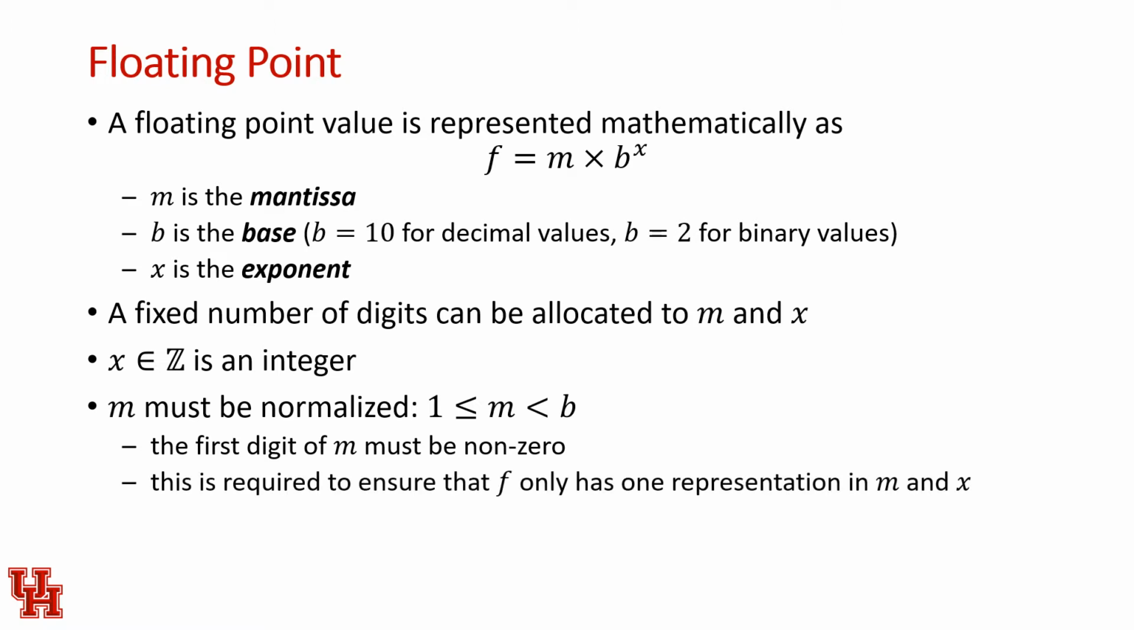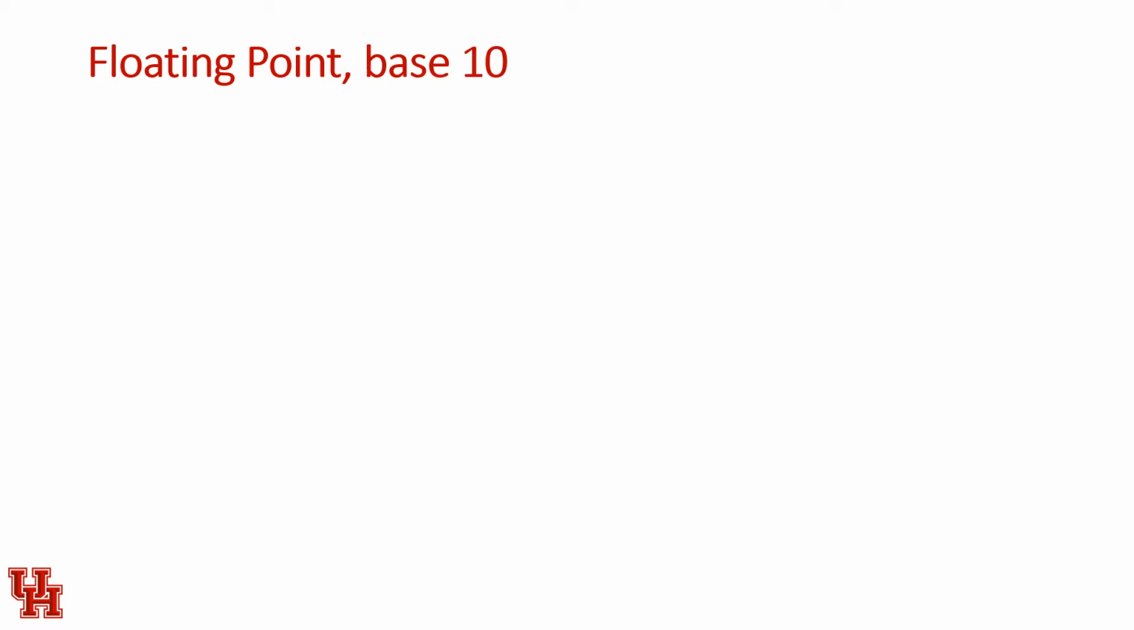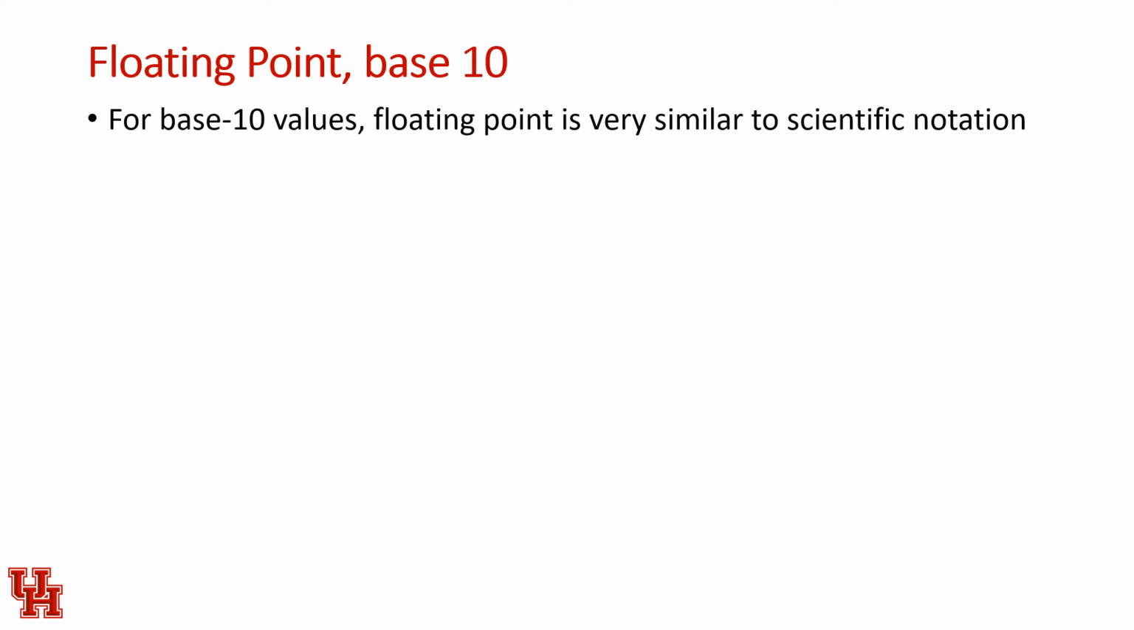Effectively, this means that m will have a single leading digit that will be non-zero. Now, the reason for this normalization constraint is to ensure that any floating point number has a single representation in both m and x. For the next few slides, I'm going to use base 10 floating point as an example. This format isn't implemented in digital systems, but we often use it in engineering in the form of scientific notation.